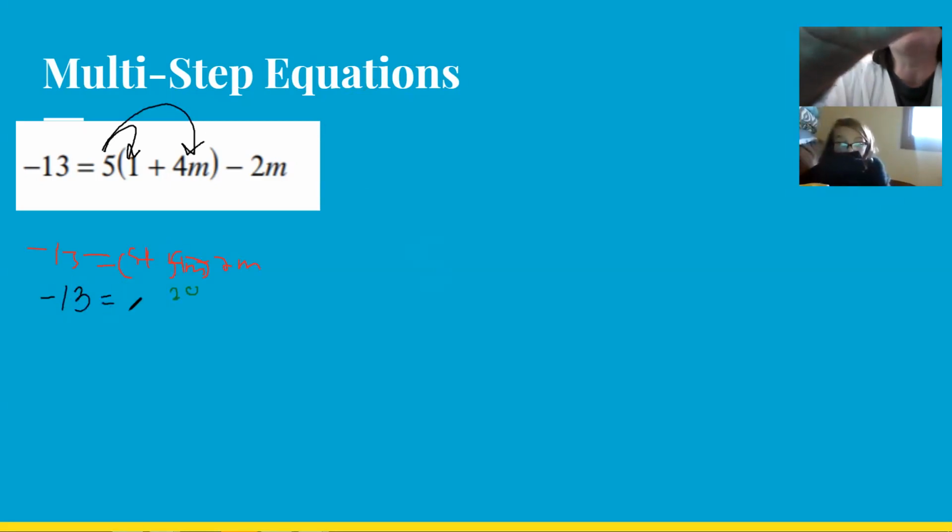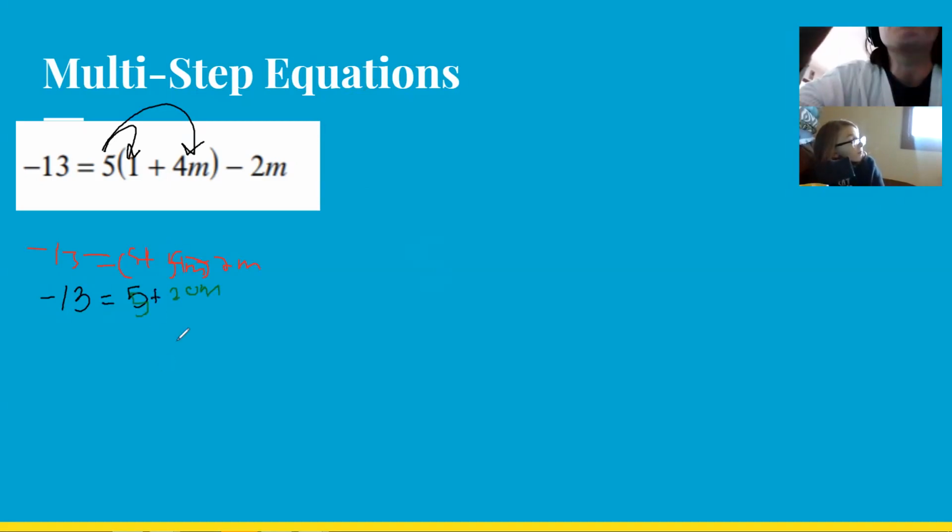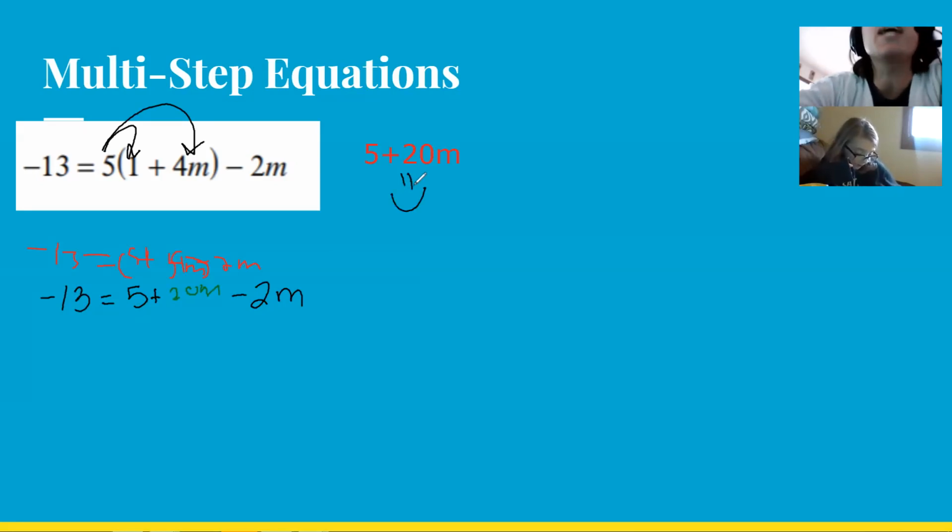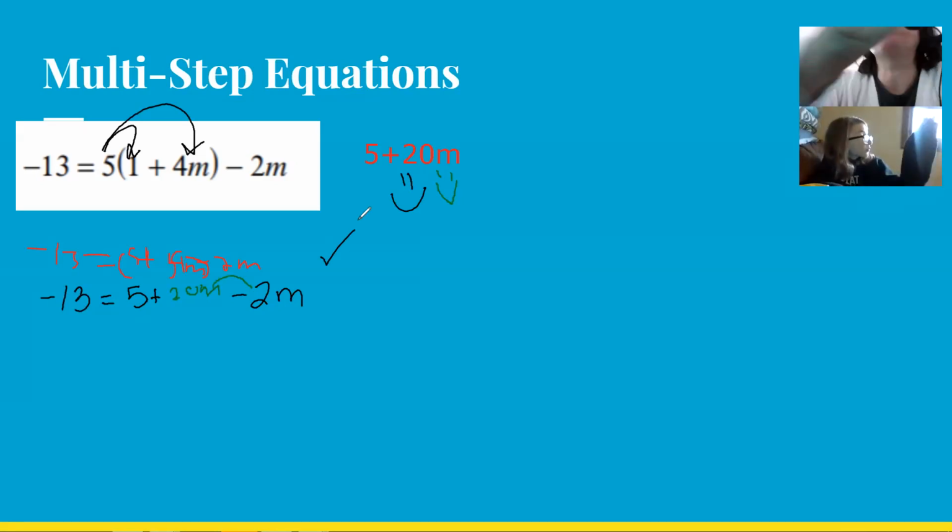So it should be -13 equals 5 plus 20m minus 2m. Yes, that's good. Good stuff. All right, so our first step is distributive property. We've done that. Always distribute first, okay? And make sure, guys, that you distribute to each one in the parentheses.